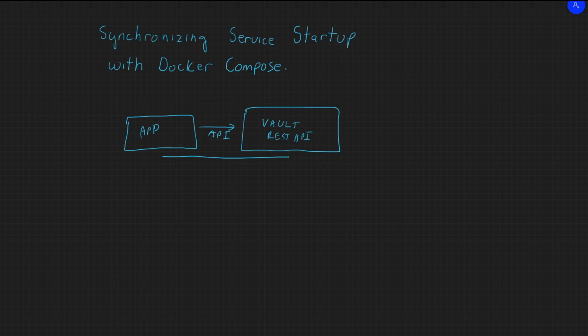So from the point of view of our application, if we just run a single app inside of our Docker container, it's going to want to start and then immediately try to query the Vault service. But Vault's not ready yet, so we're going to get back some kind of error like 500 or 403 or sometimes nothing, because there's nothing to receive a response yet.